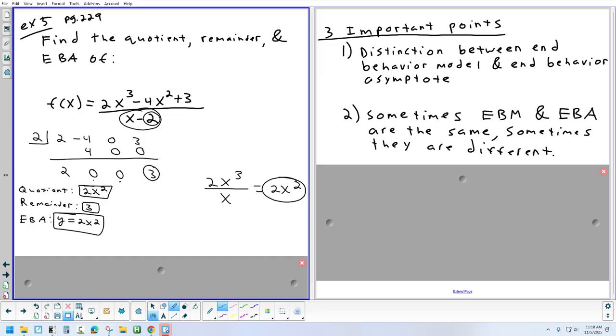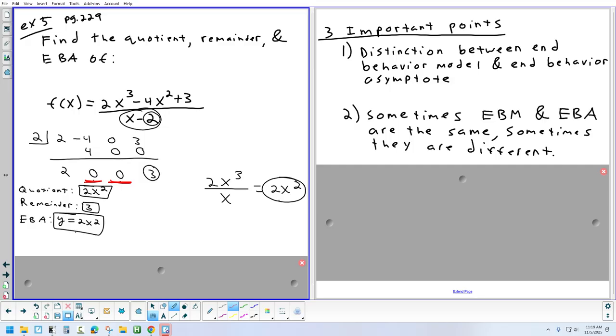But the only reason that the EBM and the EBA came out the same is because that came out to a 0 and that came out to a 0. If those hadn't been zeros, then the EBA would have been a little more complicated. We would have had some more terms there, and they wouldn't have matched. Usually these both don't come out to zeros, which means the EBA would be different than the EBM. But in this case, it wasn't. Any question on it? All right.